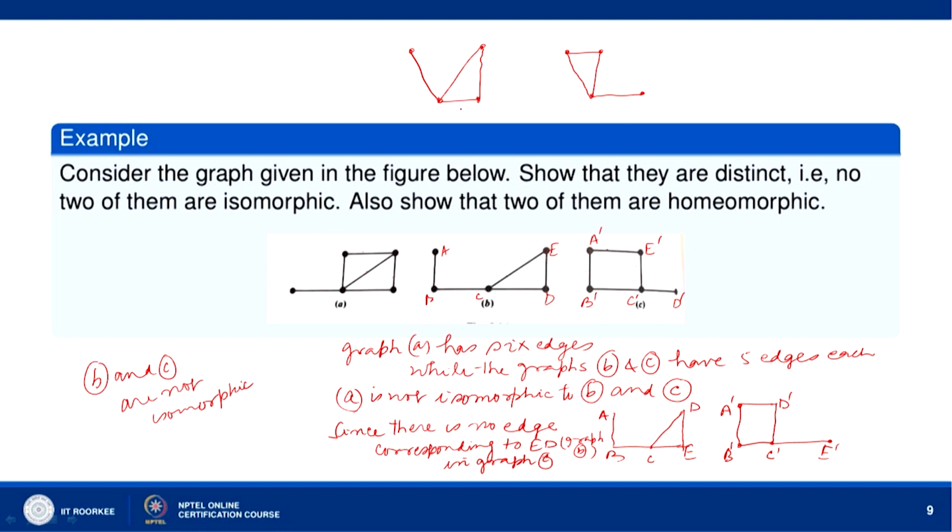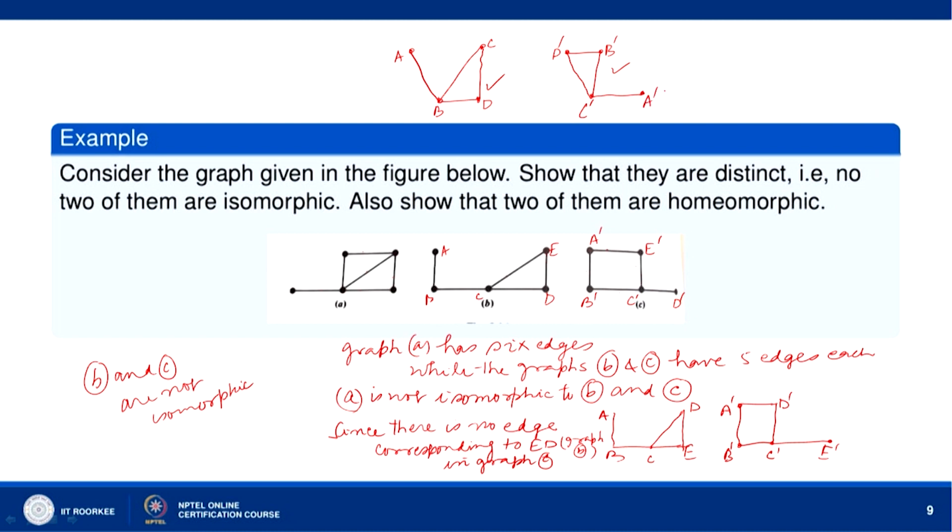Let us consider this. First we show that this graph and this graph are isomorphic. Say this is A, B, C, D. Then what we will have? C goes to C dash. C has degree 2 here, so here C dash has degree 2. And here B has degree 2, so this is B dash we can take, and then D. D has degree 2, so I can write it as D dash, and then A has degree 1, so I can write this as A dash.